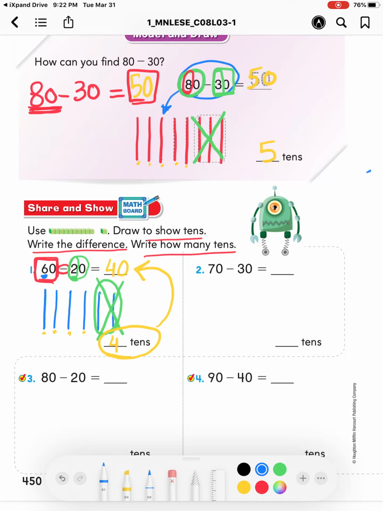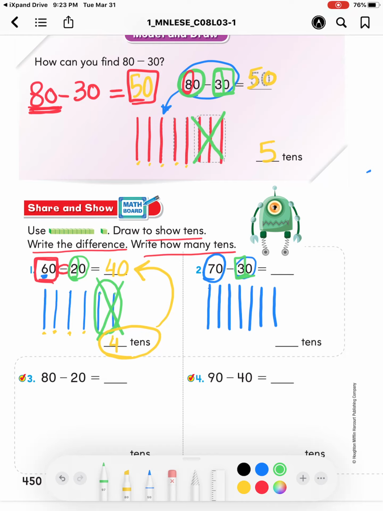70 minus 30. Now 70 is the whole. We have how many tens in number 70? Good job, amazing. We have 7/10. So we will draw 7 lines. 1, 2, 3, 4, 5, 6, and 7. Now we are going to take away or take apart how many? 30. Excellent, which means how many tens? 3/10.